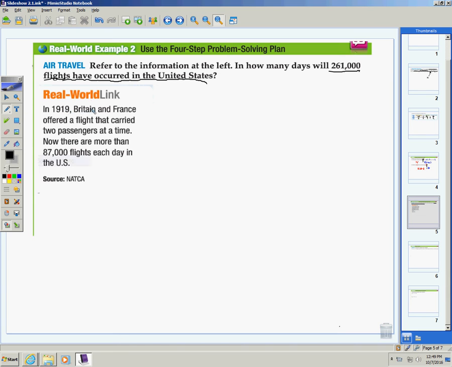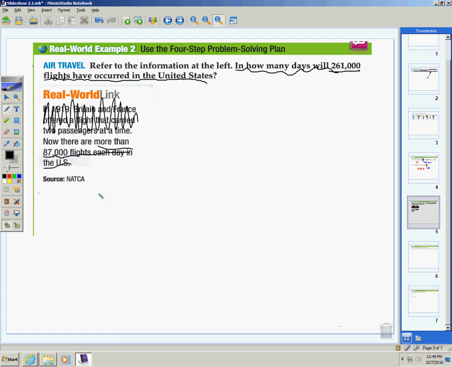In 1919, Britain and France offered a flight that carried 2 passengers at a time. Now there are more than 87,000 flights each day in the United States. This is a great example of when a word problem gives me way more information than I actually need. I'm trying to find out in how many days will 261,000 flights have occurred in the United States, which means none of this about Britain and France really matters. I just care there are more than 87,000 flights each day in the United States. That's what's important to me.